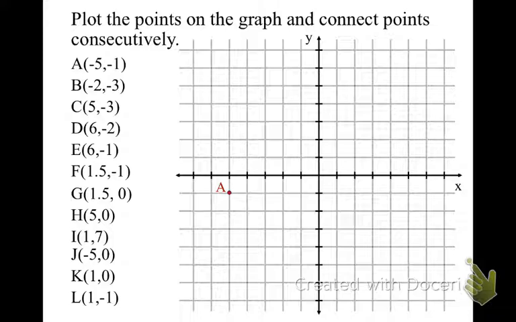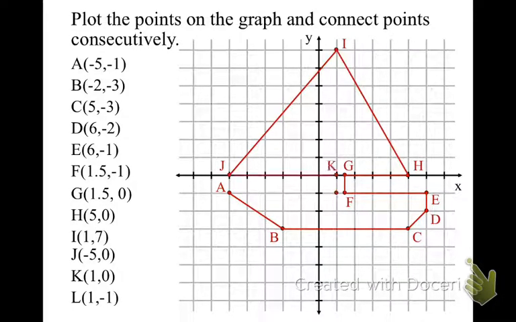All right, now let's check your work. Here's A, -5, 1. B, C. And we're playing connect the dots. Every time you plot one, you connect it to the last one. E, F, E, H, I, J, K, L. And then we go back. And you should have gotten something that looks like this.